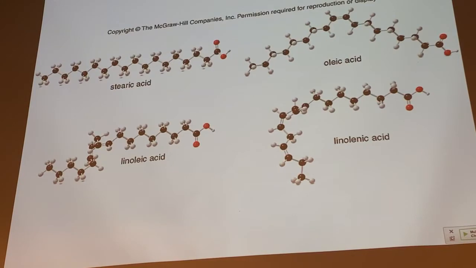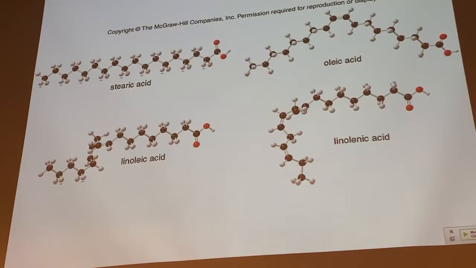Another reason, which we'll discuss in chapter 12, is that trans fatty acids are harmful for your health. They're associated with elevated levels of bad cholesterol and problems with the heart. So a couple different reasons why we see them as the cis alkenes in nature. Okay, but we're able to explain why the cis alkenes are oils at room temperature, why they have lower melting points than the saturated fatty acids.